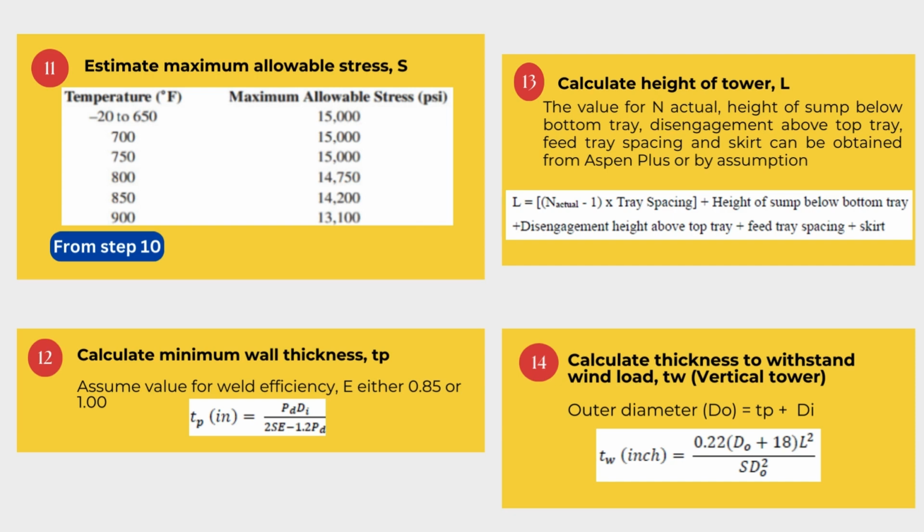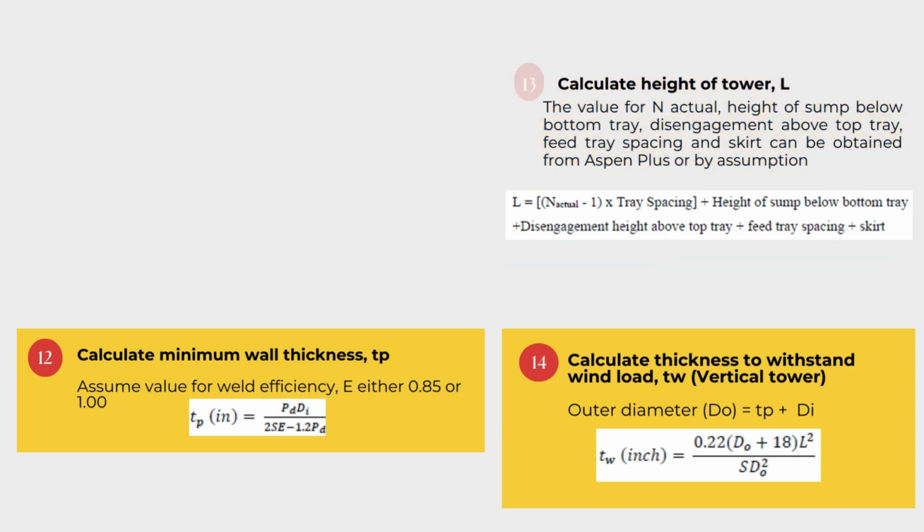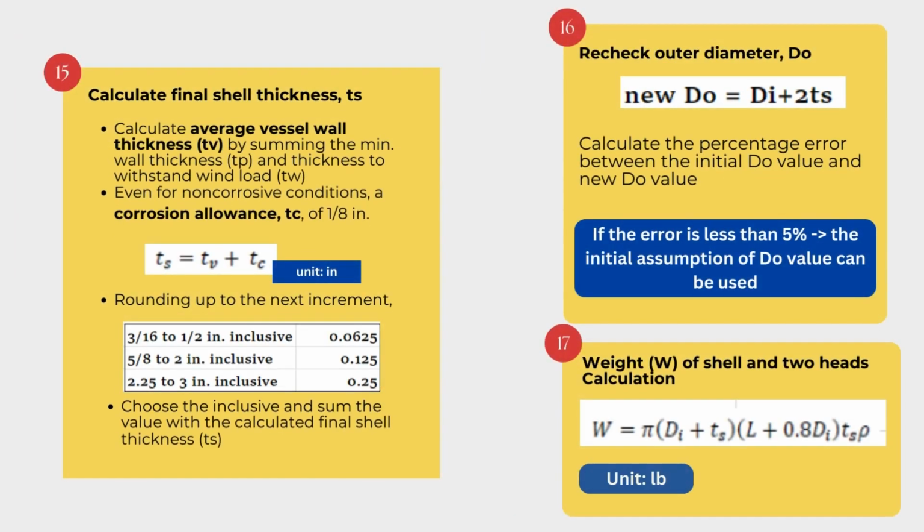Before you calculate the height of the tower, you should know the values for the sump below the bottom tray, disengagement above the top tray, tray spacing, and skirt, and they can be obtained from Aspen Plus or by assumption. Next, we can calculate the thickness to withstand the wind load by using the formula given. The following step is to calculate the final shell thickness.